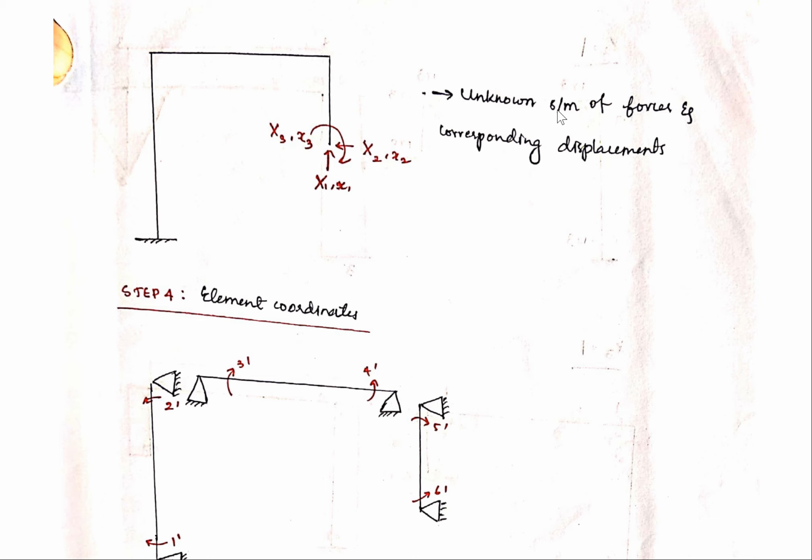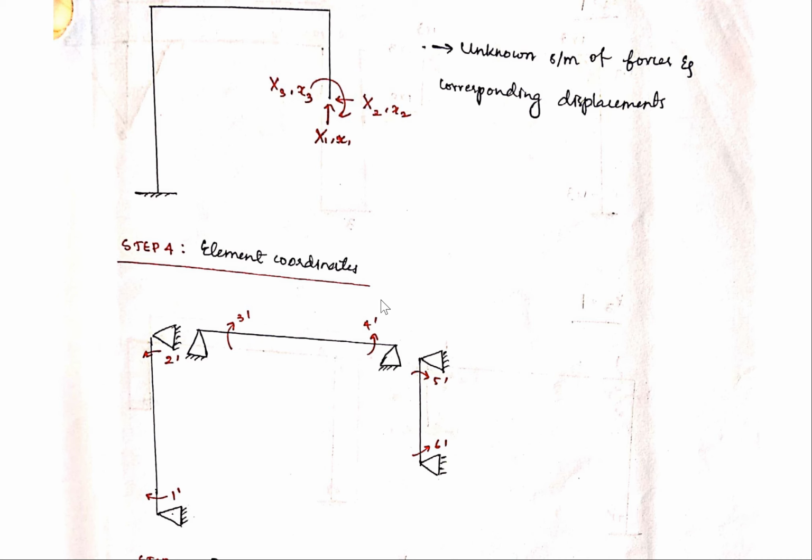Next is the unknown system forces. We have to choose 3 unknowns here. Let's take the vertical and horizontal reactions and the moment at joint D as redundants. So x1 will be the upward reaction at D, the horizontal reaction at D is considered as x2, and the moment at D is considered as x3.